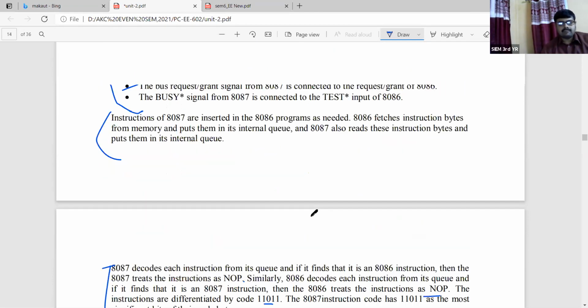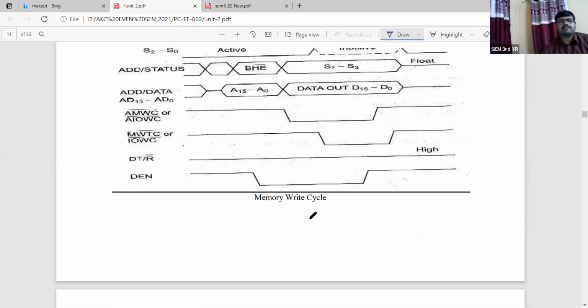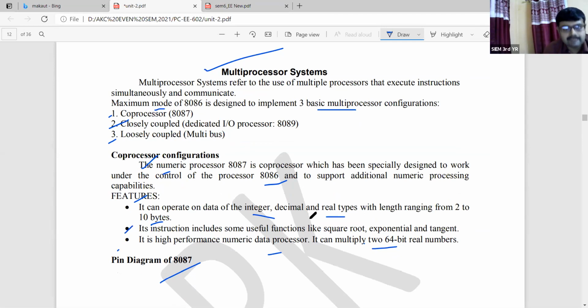So again, what we have discussed till now: we started with this particular multiprocessor system. Multiprocessor system refers to the use of multiple processors that execute instructions simultaneously and communicate. We are discussing this article under the maximum mode of operation. The maximum mode of 8086 is designed to implement three basic multiprocessor configurations.